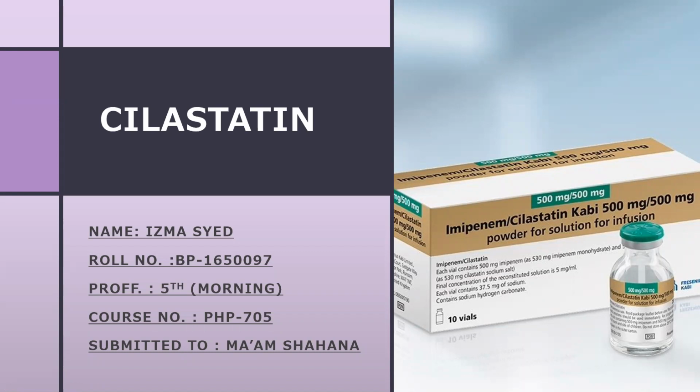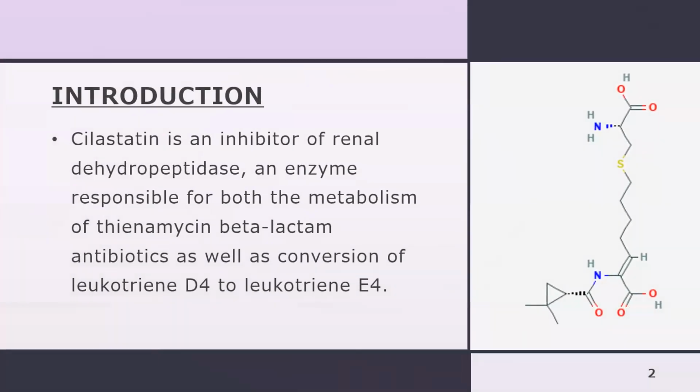My roll number is BP 1650097 and I am here covering a topic named Cilastatin. So what is Cilastatin? Cilastatin is a drug. It is actually an inhibitor of an enzyme, renal dehydropeptidase.